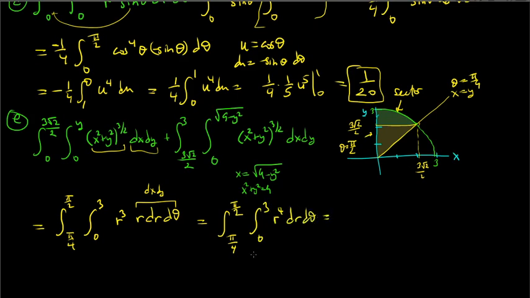Right, and because the limits here don't even depend on theta, you can really just write this as the product. In fact, when you integrate with respect to theta, you just get theta, pi over 2 minus pi over 4, and then 1/5 r to the 5th between 0 and 3. So looks like we get pi over 4 times 3 to the 5th, 243 over 5. And I don't see a way to simplify that. So yeah, 243 times pi over 20.